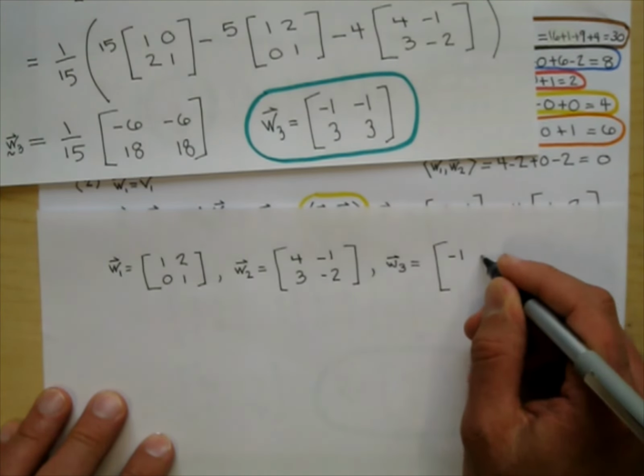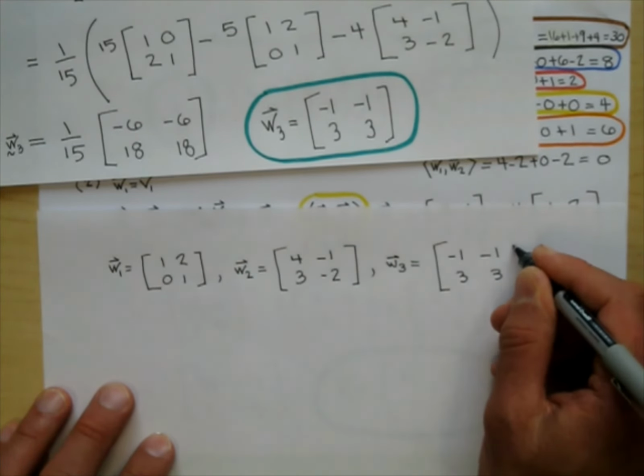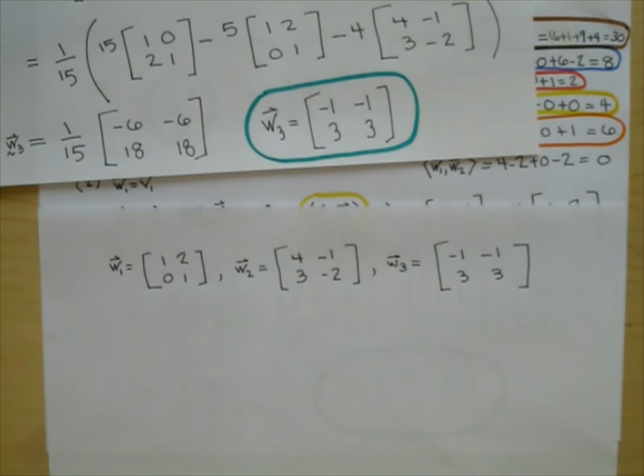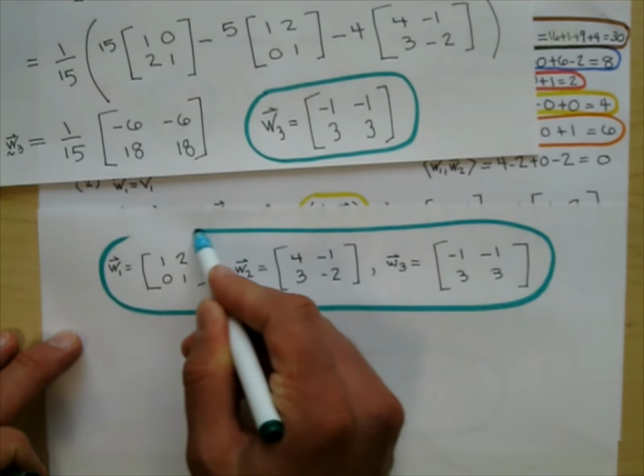Negative 1. Now, if you want it, you could have written W3 as 1, 1, negative 3, negative 3, if that made you happier. These are the ones that I circled in green.